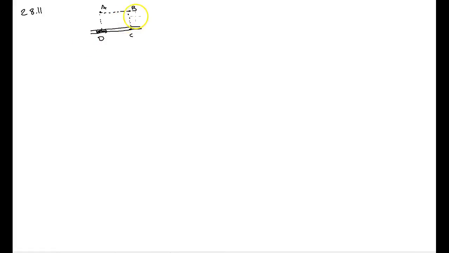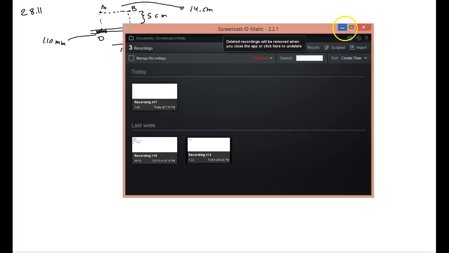And the distance from here to here is 5 centimeters. The length is 14 centimeters. The distance of the segment is 1.10 millimeters. And then the current is 10 amps. Okay, so here we go straight to the question. That's how you usually solve these problems. You go straight to the question.